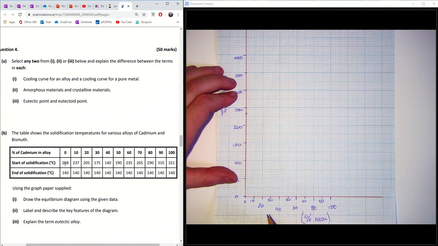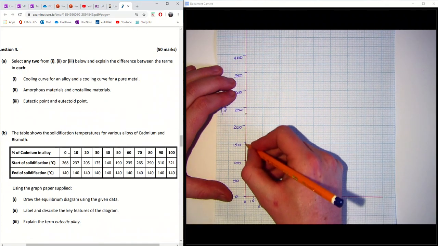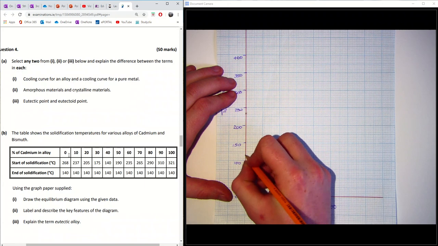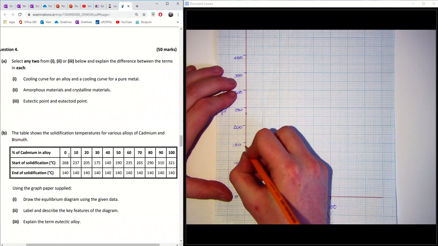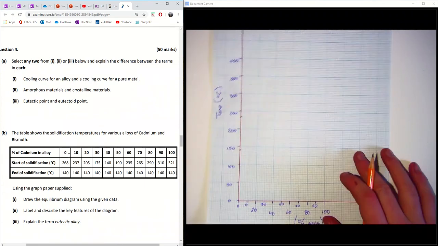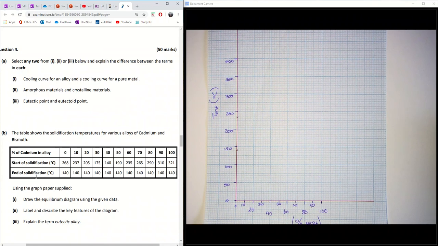The next point then I'm looking at is the end of solidification, so I'm working my way down along this row. So the next end of solidification is 140. Okay, that's 0%, so I'm going to find 0, and I'm going to move up and I'm going to find 140. Okay, so here's 100, here's 110, 120, 130, and here's 140.